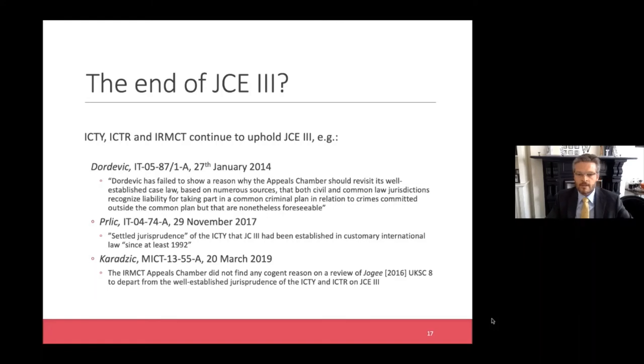A further attempt was launched in the final appeal heard by the ICTY Appeals Chamber, prosecutor versus Prlic, 29th of November 2017. Armed now with a decision from the Supreme Court of the ECCC, the appellants argued that JCE3 was not part of customary international law. Acknowledging that the ECCC had identified flaws in the reasoning of the Tadic Appeals Chamber, the court nevertheless reminded itself that it was the settled jurisprudence of the ICTY that JCE3, as a form of commission of a crime, had been established in customary international law, and here comes a clever nuance, since at least 1992, the year before the ICTY was created.